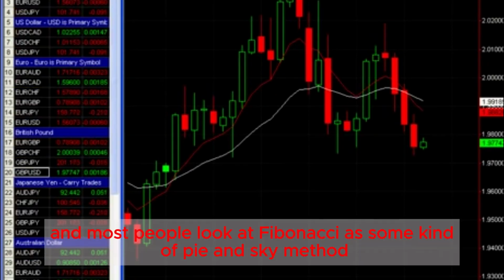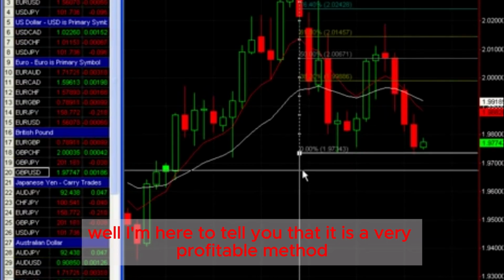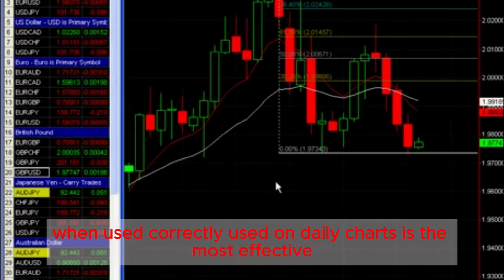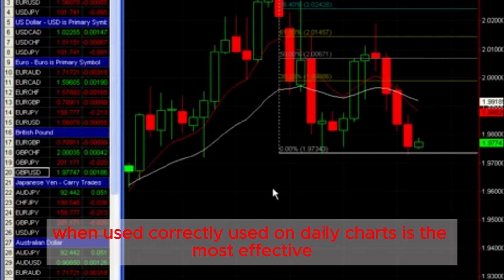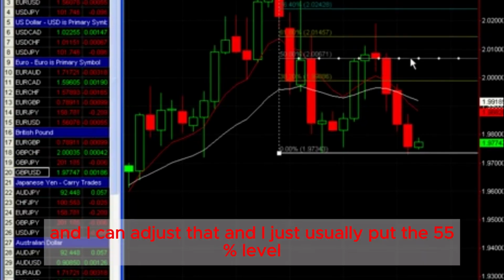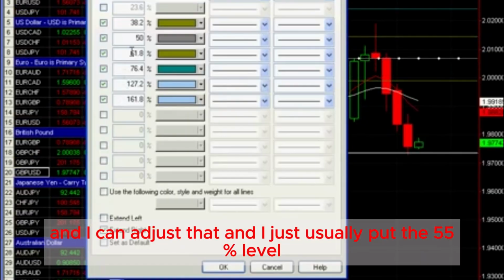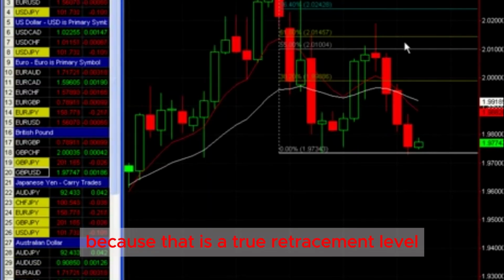Most people look at Fibonacci as some kind of pie in the sky method. Well, I'm here to tell you that it is a very profitable method when used correctly. Used on daily charts, it is the most effective. And we use the 50% and the 618 level, and I can adjust that. And I just usually put the 55% level because that is a true retracement level.